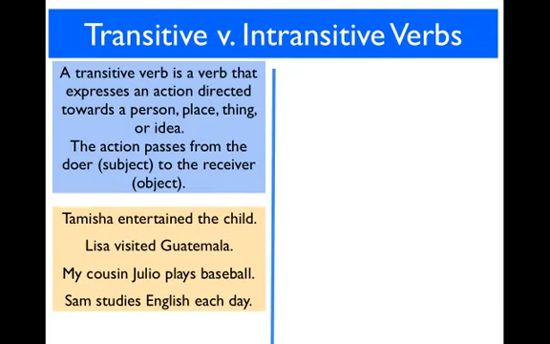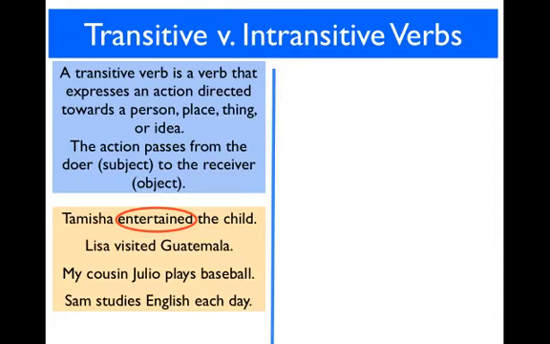So here are some examples. Tamisha entertained the child. Lisa visited Guatemala. My cousin Julio plays baseball. Sam studies English each day. In all of these examples, there is a verb that expresses an action directed towards a person, a place, a thing, or an idea. And I'm going to show you what that looks like.